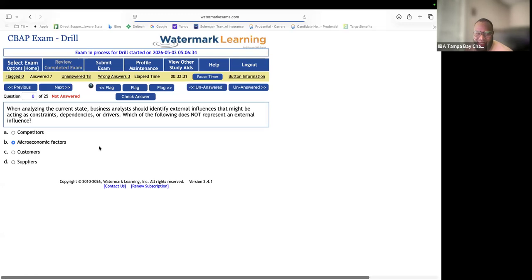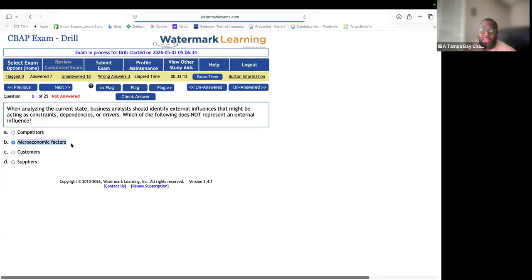Yeah, I'm actually a bit conflicted between the microeconomic factors and the competitors, because microeconomic factors are still factors that affect, but the situation we are looking at is the current state. So it's tricky. Let me ask you a question. I usually do that too when I'm learning. Have you read about microeconomic factor in the BABOK? Do you remember reading about it? Yes, I do, but not in detail, let me be honest.